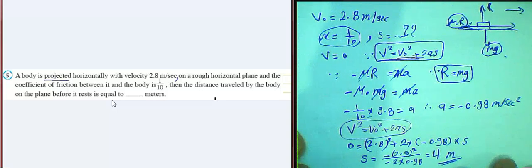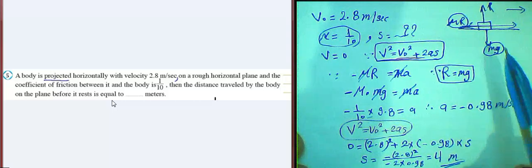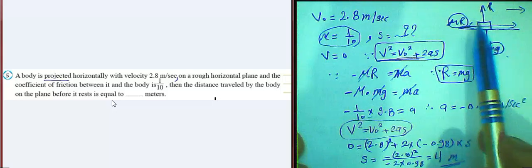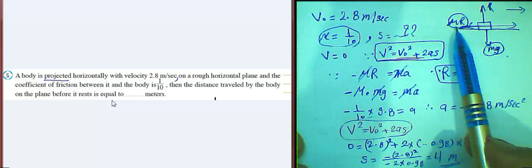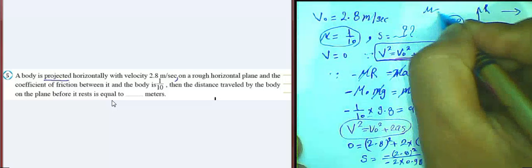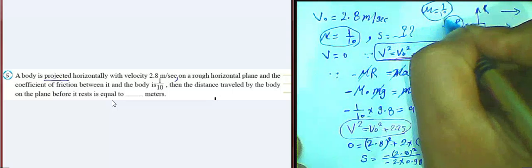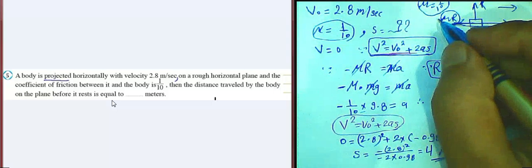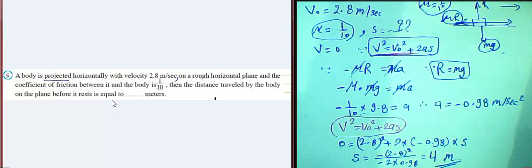Okay, for this example, we must find the acceleration from this relation. We have force here, so negative mu multiplied by R, and mu equals 1 over 10. It's a constant, the constant of friction between it and the body.